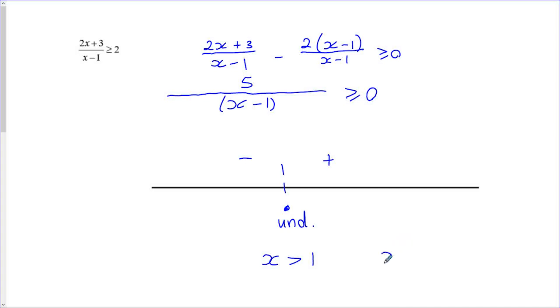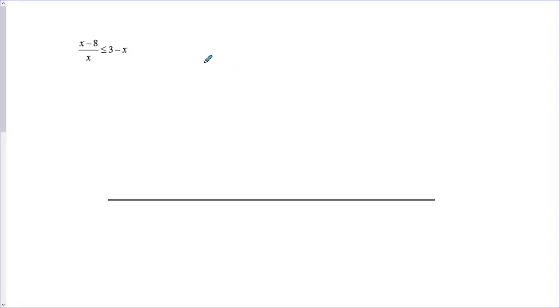Right, I could write this in a different form: x is an element of, sorry, not square bracket, round bracket, 1 to infinity. Right, and I won't do this one on a number line. I'll rather choose to do another one on a number line. Let's take a look at this one.